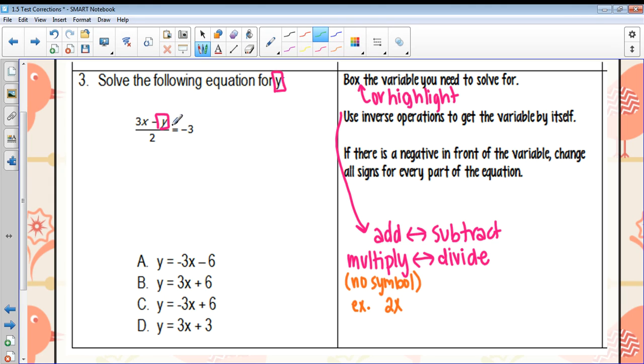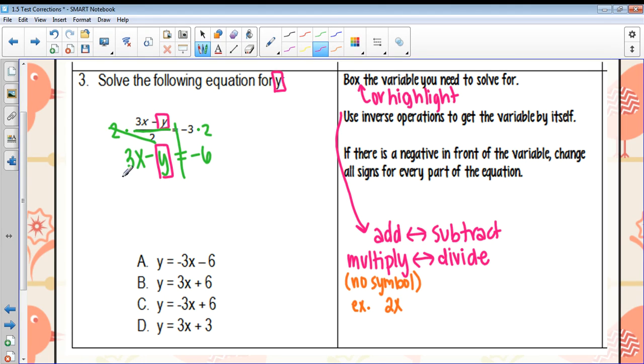The first thing I notice is that I have a big old divide by 2. Remember, a fraction means divide by. Since this 2 is bothering the entire left side, I'm going to multiply both sides by 2. Whatever I do to one side, I do to the other. That cancels out my denominator. I'm left with 3x minus y equals negative 3 times 2, which is negative 6. I'm going to make sure I'm still boxing or highlighting my variable.